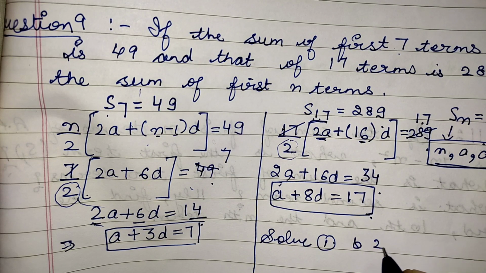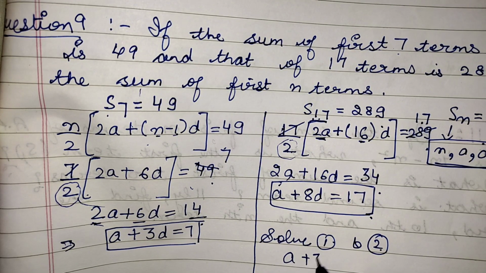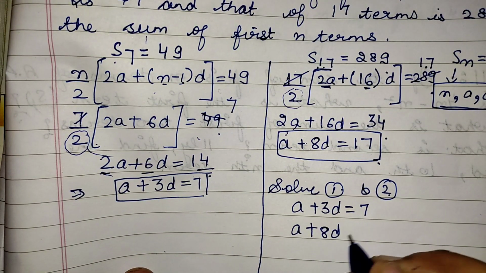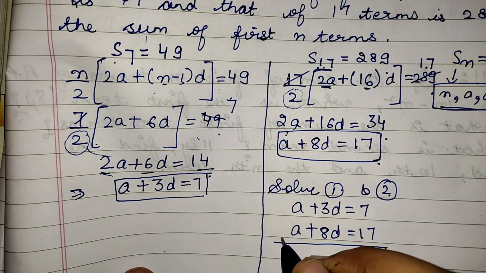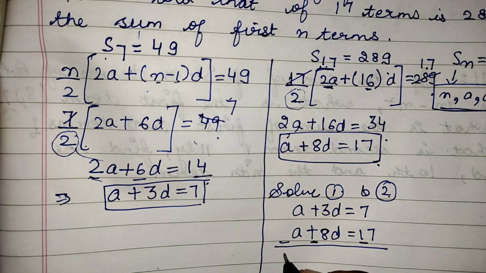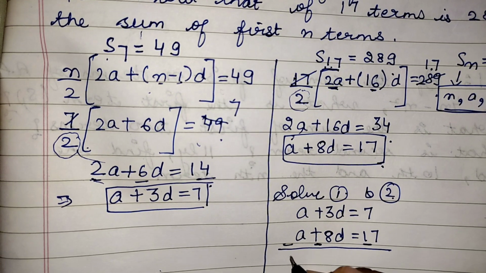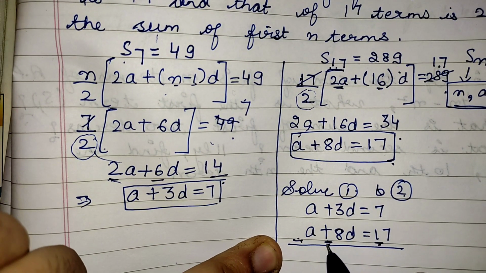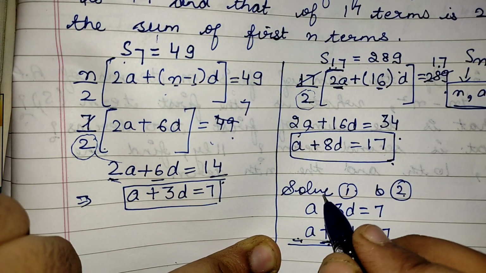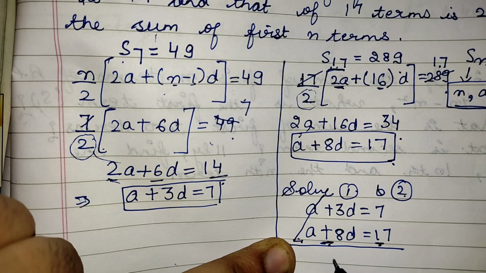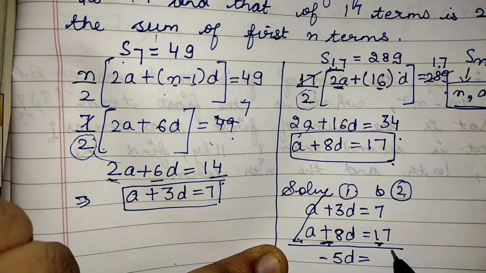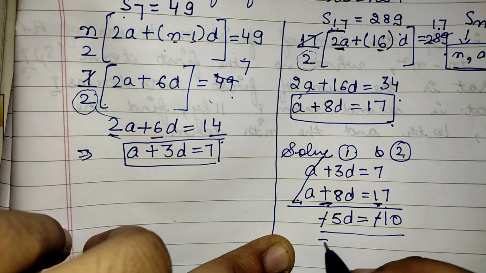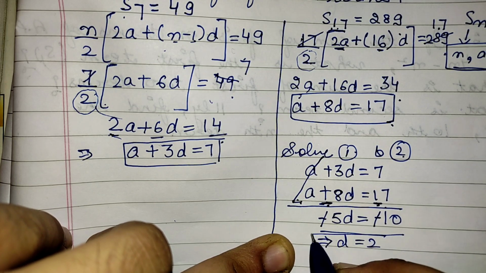So solve equations number 1 and 2. What are those? It is a plus 3d is equal to 7, and a plus 8d is equal to 17. You know very well how to solve 2 such equations. You have studied about this topic in term 1. So we will subtract, changing the sign of each and every term. A and a will get cancelled out. It will become equal to minus 5d, which is equal to minus 10. Minus and minus will cancel out. So my d will be equal to 2.